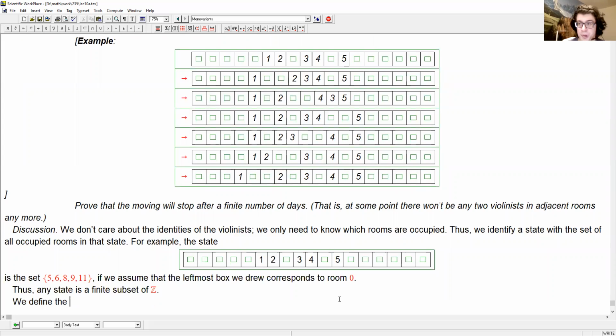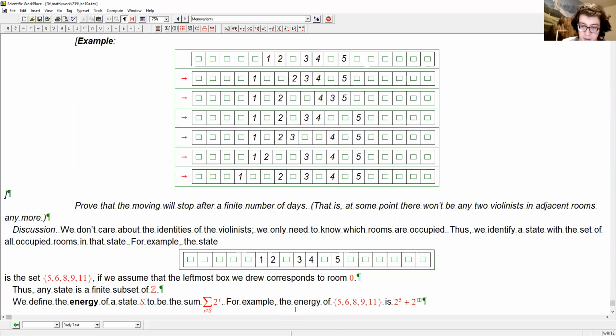Next, a monovariant. We define the energy of a state S to be the sum over all i in S of 2 to the i. So for example, the energy of this state is 2 to the 5 plus 2 to the 6 plus 2 to the 8 plus 2 to the 9 plus 2 to the 11.